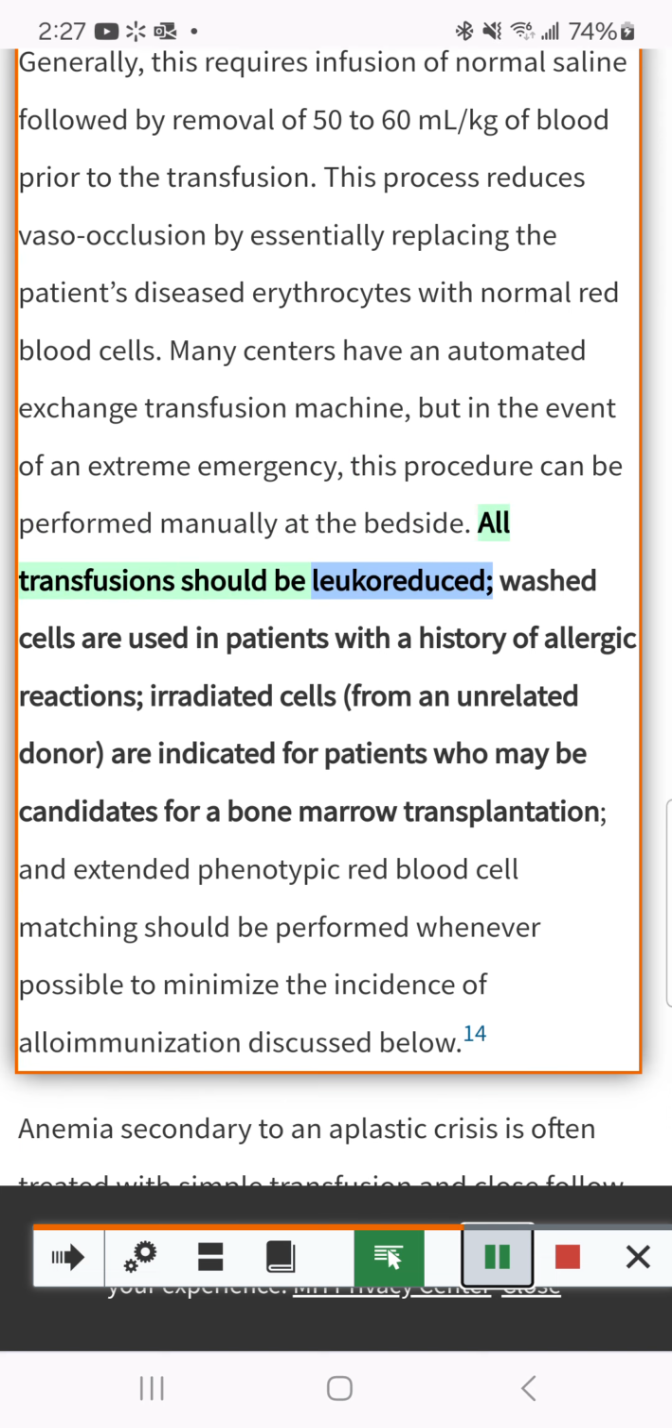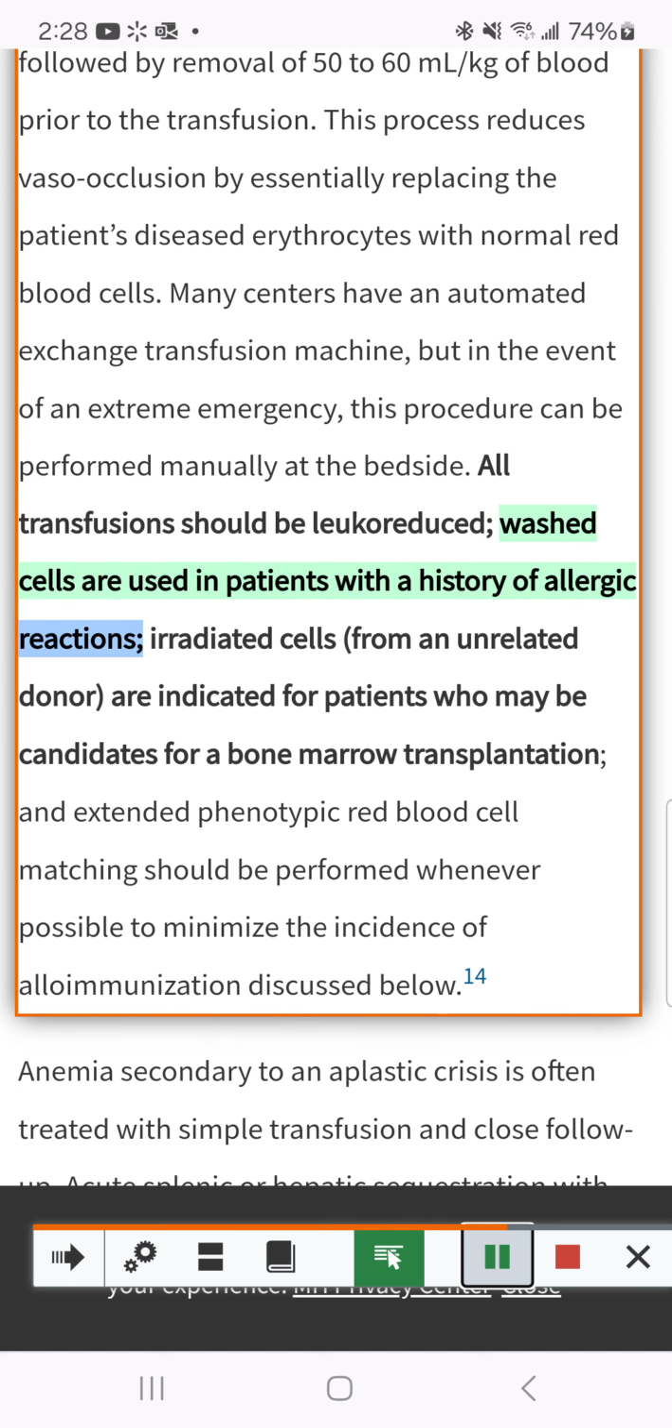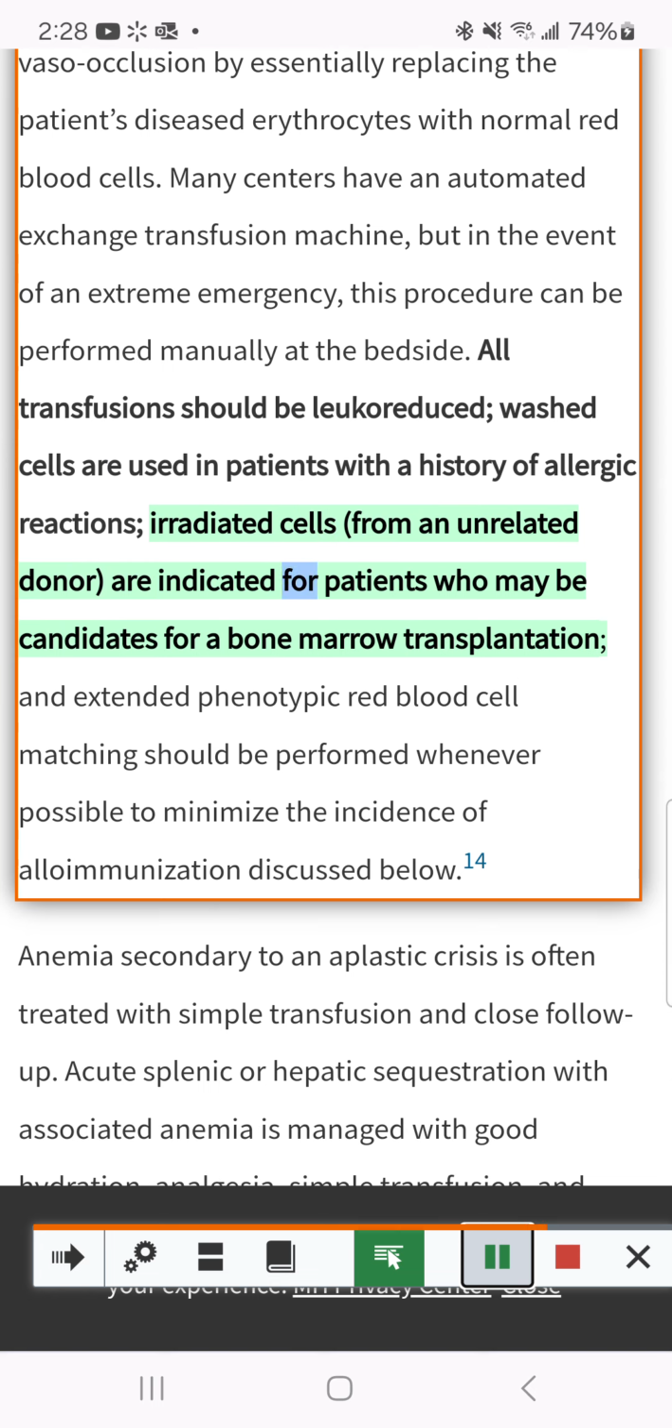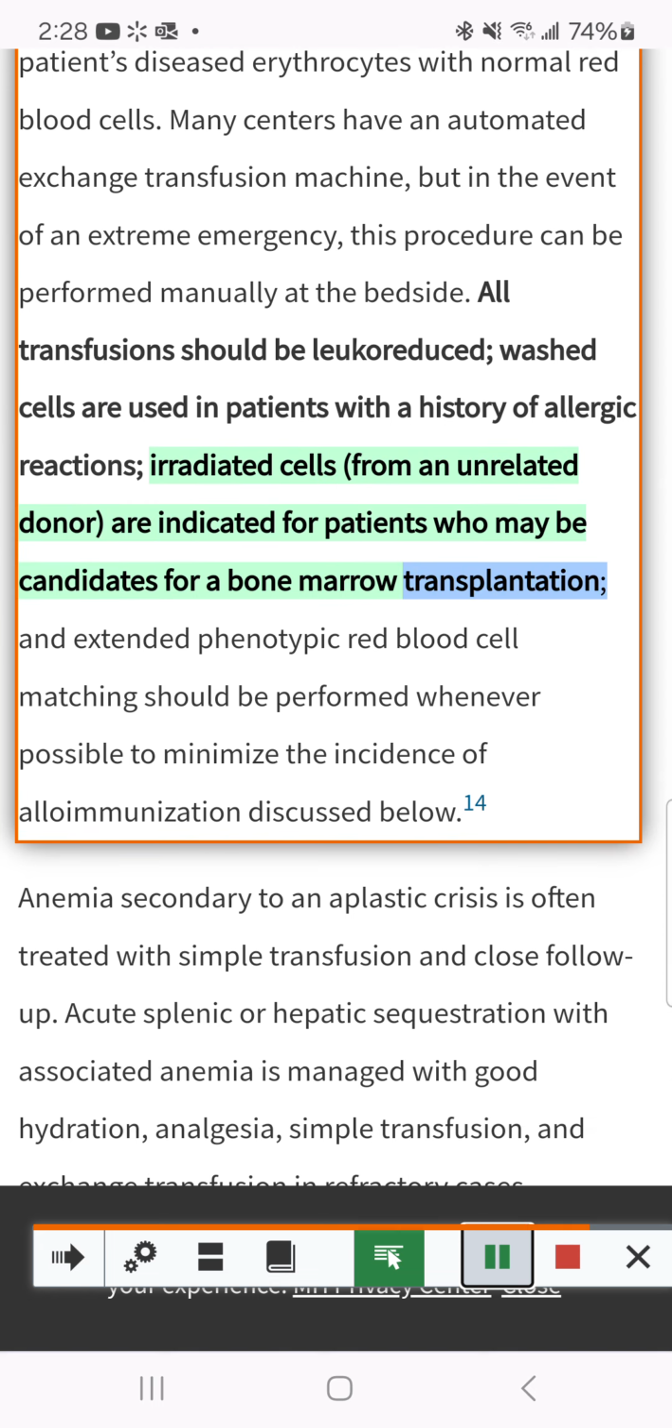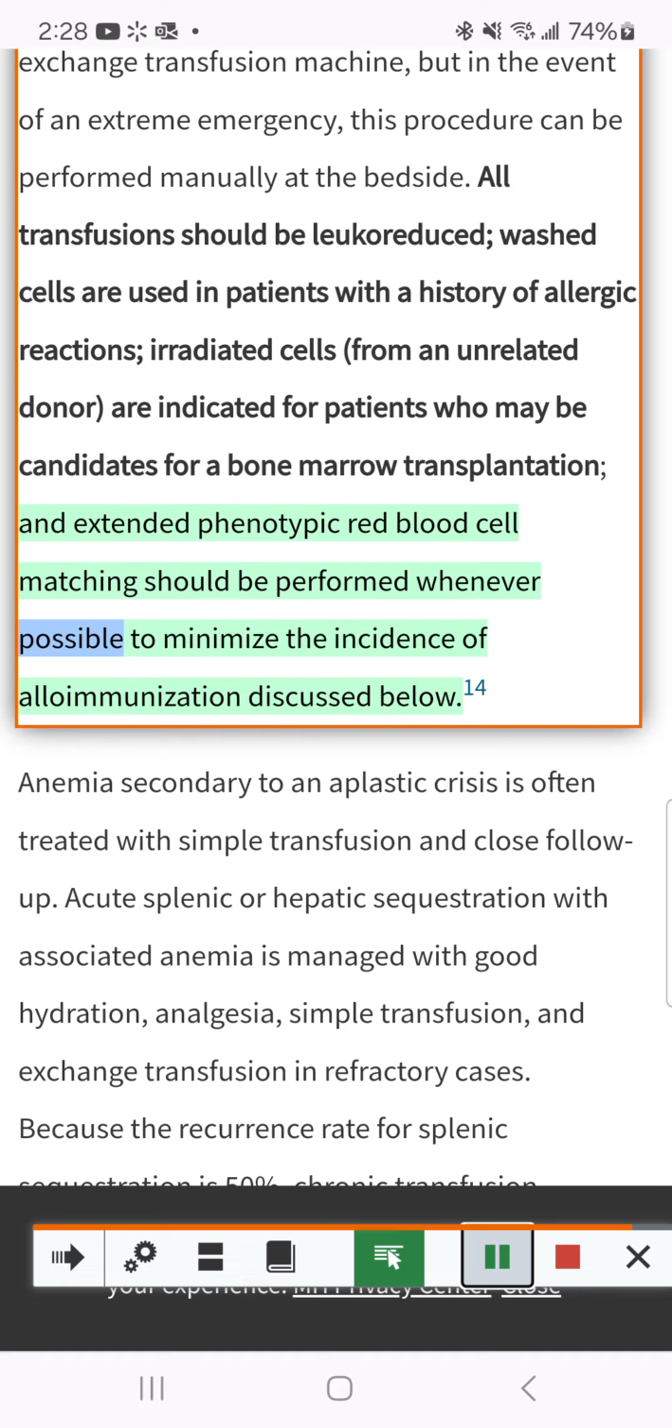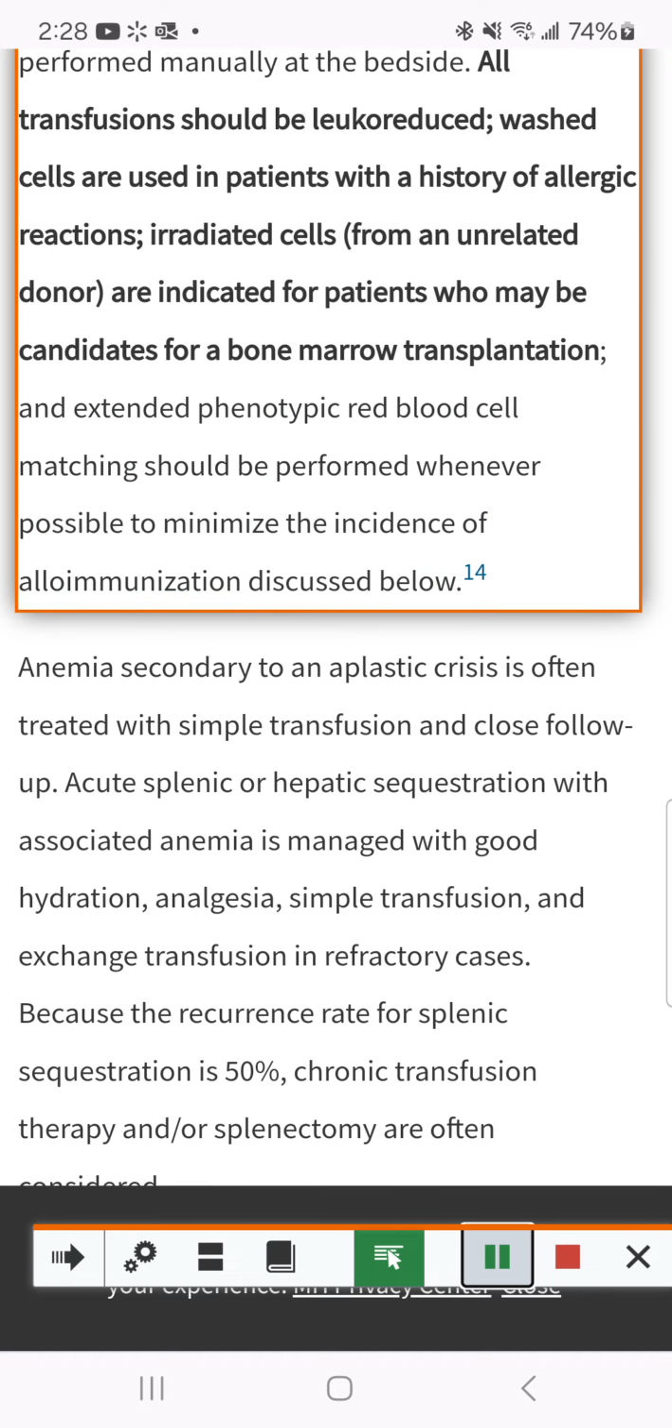All transfusion should be leukoreduced. Washed cells are used in patients with a history of allergic reactions. Irradiated cells, from an unrelated donor, are indicated for patients who may be candidates for bone marrow transplantation. And extended phenotypic red blood cell matching should be performed whenever possible to minimize the incidence of immunization discussed below.